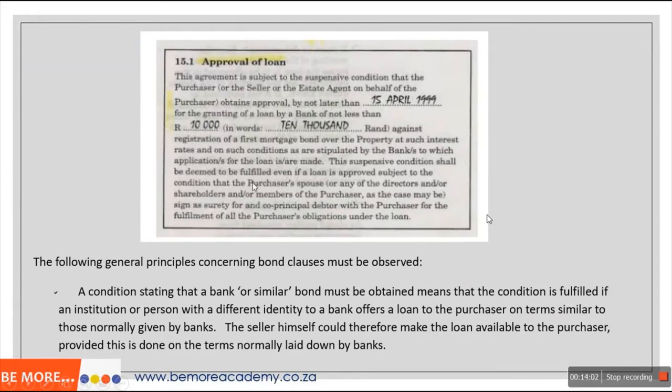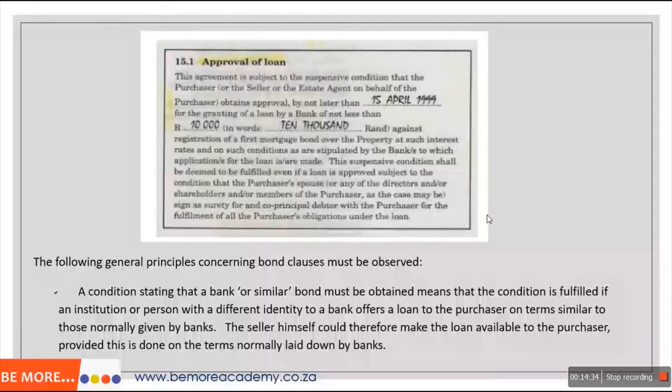The following general principle concerning bond clauses must be observed. A condition stating that a bank or similar bond must be obtained means that the condition is fulfilled if an institution or person with a different identity to a bank offers a loan to the purchaser on terms similar to those normally given by banks. The seller himself could therefore make the loan available to the purchaser, provided this is done on terms normally laid down by the banks.